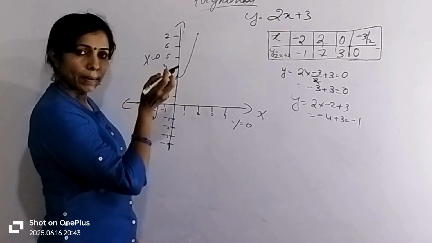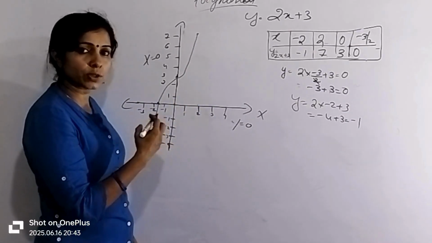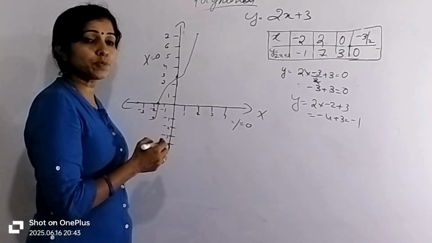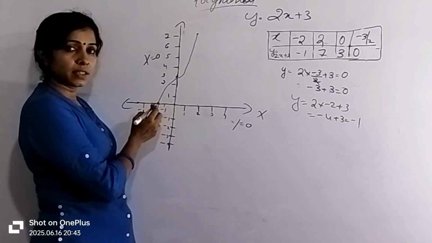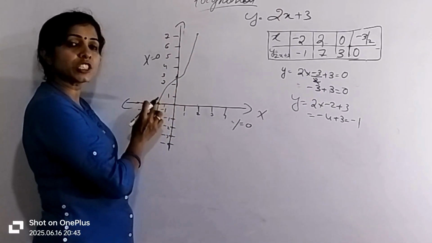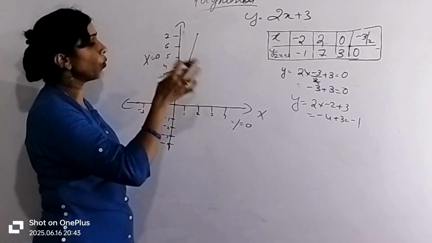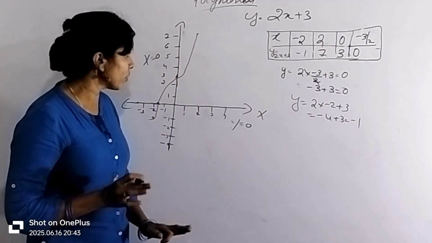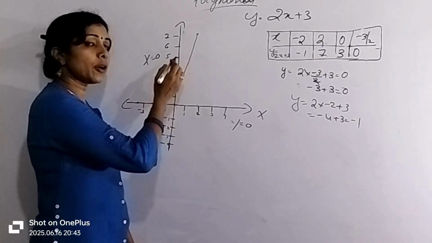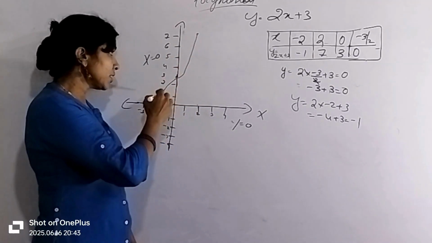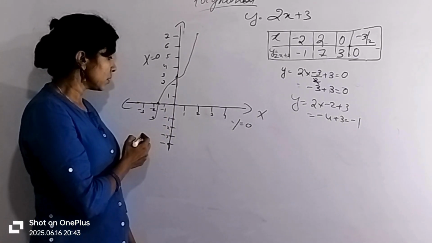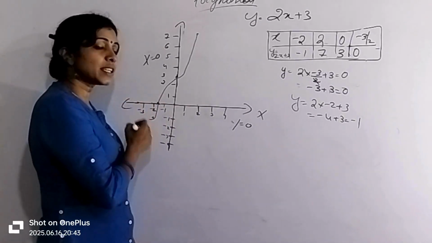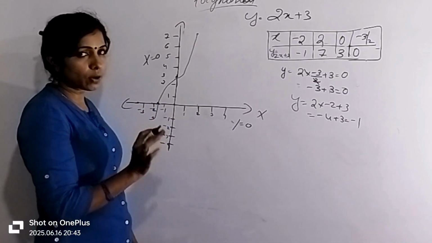So graphically, how do we know the zero of the polynomial? At x-axis, on which point it intersects. That means the point at which the graph intersects the x-axis is called the zero of the polynomial. Clear? Got it? I think you have cleared the concept. So the graph at which point on the x-axis it intersects is called the zero of the polynomial.